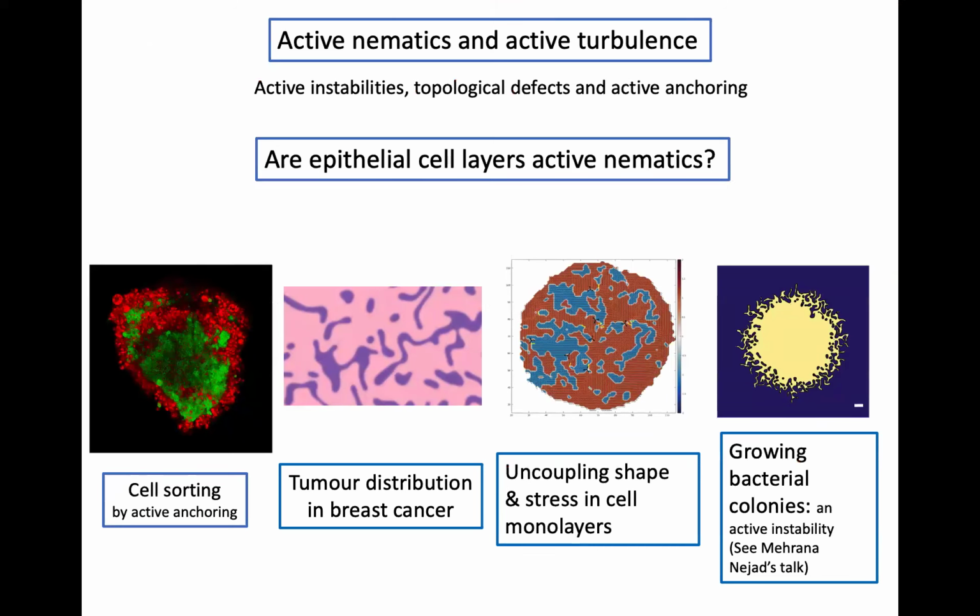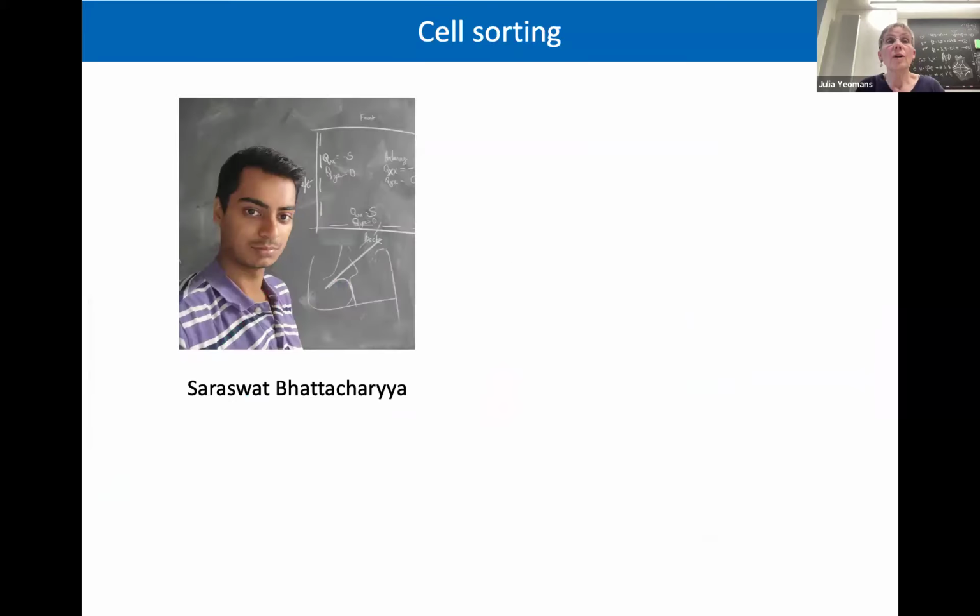And I'm going to do sort of a few minutes each, first of all on cell sorting, and then I'm going to talk about some very recent work on tumor distributions in breast cancer. So let's start with the cell sorting and call out to Saraswat, who was just finished his PhD and now starting a postdoc in Dresden, who did a brilliant job on this project and actually with other collaborators on the next one as well.